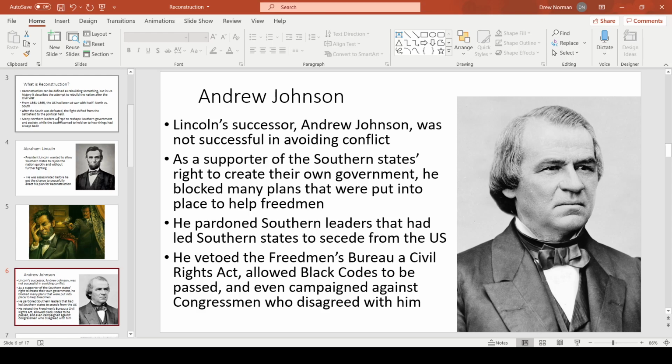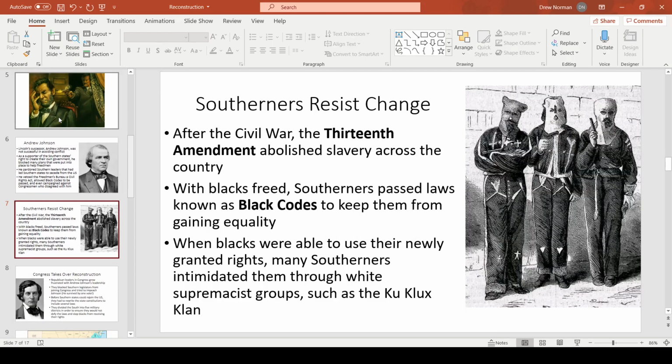He furthermore vetoed the Freedmen's Bureau, which tried to give African Americans education and help after they were freed from slavery. He also blocked the Civil Rights Act and allowed black codes to be passed. Black codes were short-term laws in southern states which tried to return blacks to a state of slavery. Not actual slaves, but they were not allowed to testify on a jury, own a weapon, learn to read or write, and lots of other things. So unfortunately, Andrew Johnson did not do a good job as president of allowing African Americans to transition into life as citizens.